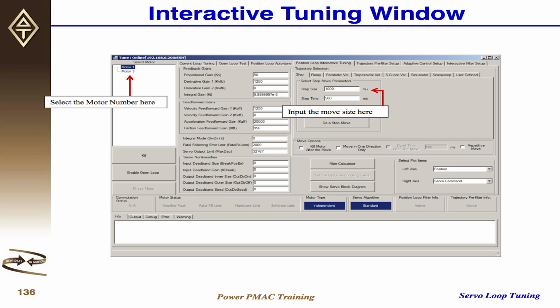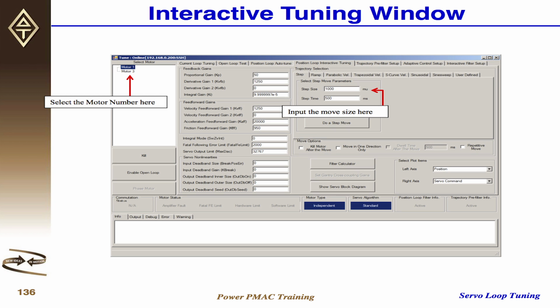Under the Step tab, we have two parameters, step size and step time. The step size generally wants to be 1/4 to 1/2 the revolution of the motor for a rotary motor, or 1/4 to 1/2 of a commutation cycle for a linear motor. The step time simply has to do with the bandwidth of your system. If you have a really light load, responsive motor, you can have a smaller step time. If you have a really heavy load and you think it'll take a long time to settle, then you can increase the step time.